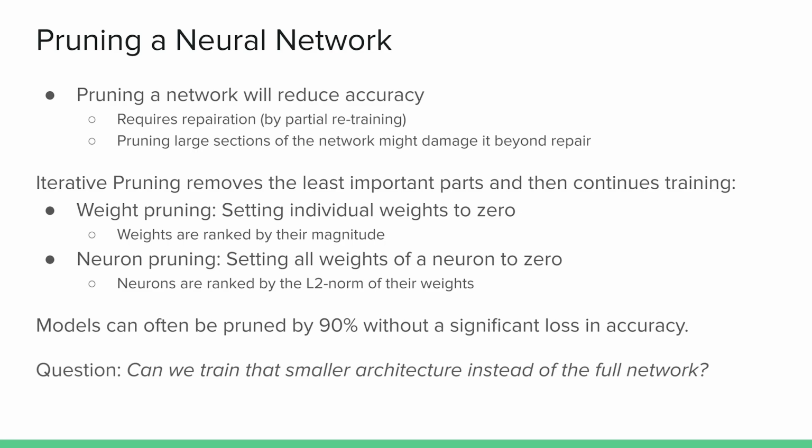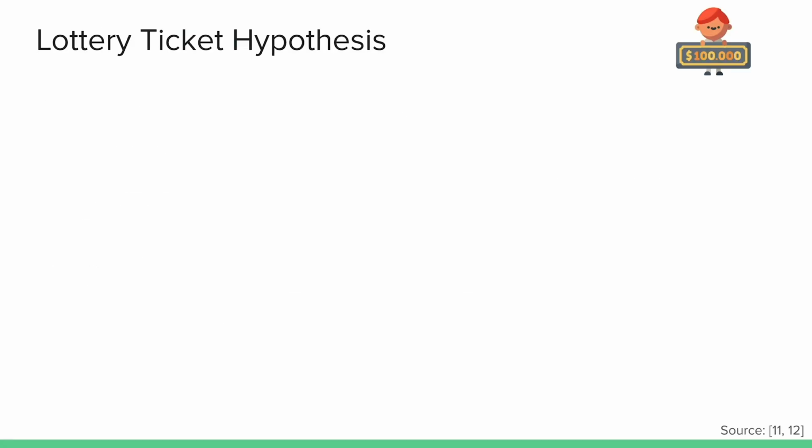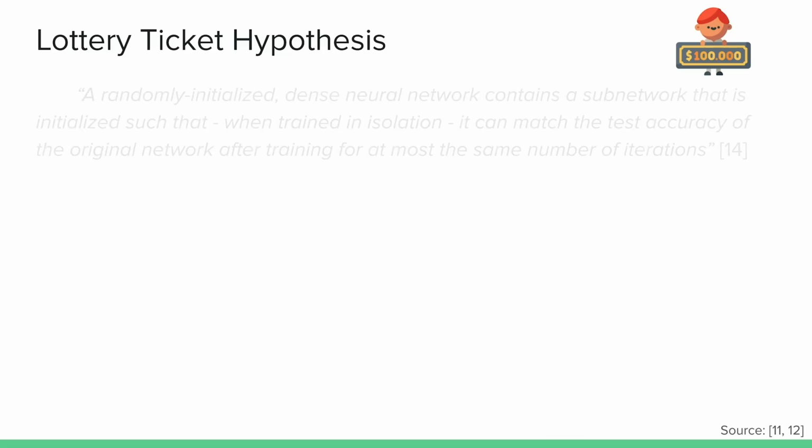The question is, if we can prune the network after we've trained it, can we straight jump to training a smaller network and avoid all of this overhead of training this large model? And again, the answer is yes.